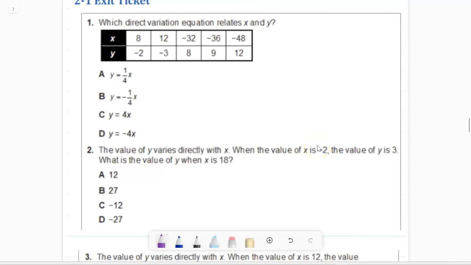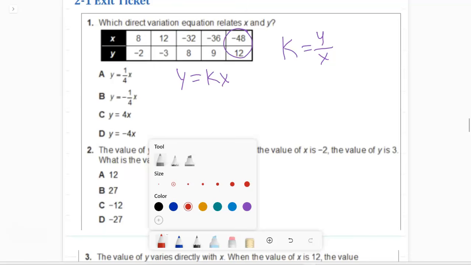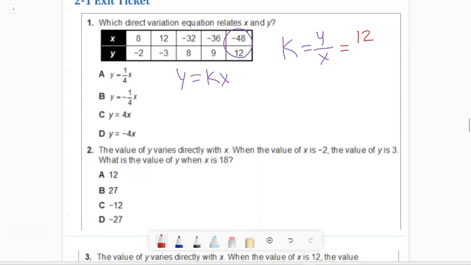Okay, let's go ahead and do these two problems. I'm going to help you set it up. Remember, we want y equals kx. And in order to find the k, you do y divided by x. And pick some easy numbers, or whatever numbers you want. I would choose maybe these two. I would put the 12 on top, and the negative 48 on bottom. And what would be the answer? That would give you a negative 1/4. Okay, you put that in decimals. So y equals negative 1/4 x.